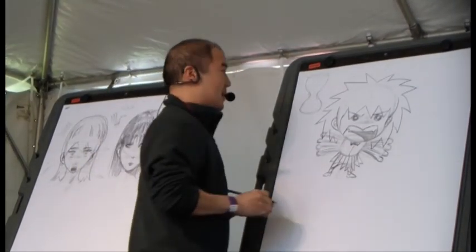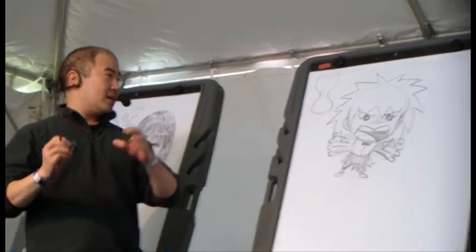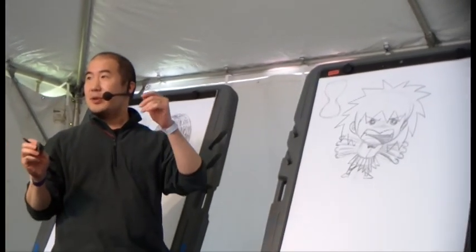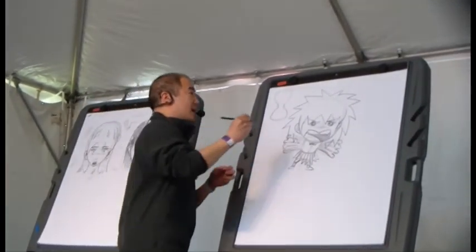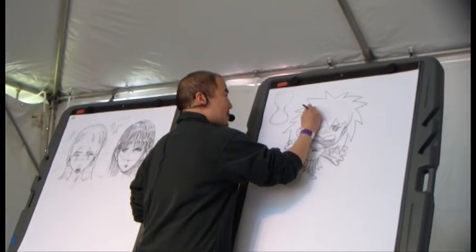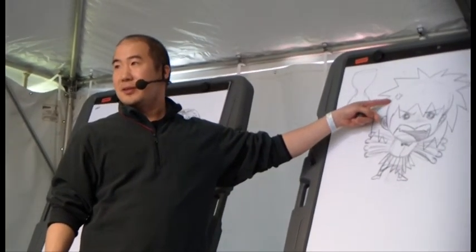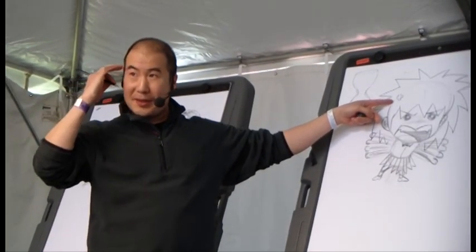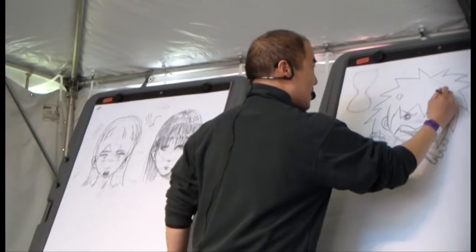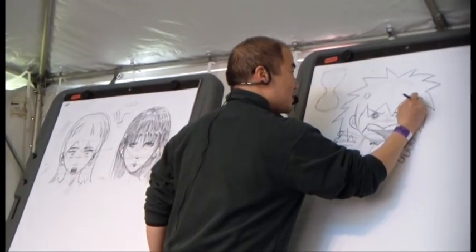With chibi characters, you can add all these different symbols to them. For example, if she's really, really mad, I can add something that looks like this. It's the equivalent of a blood vessel bursting. You see on the temples of the head, the blood vessels are seething. She's really seething with rage.